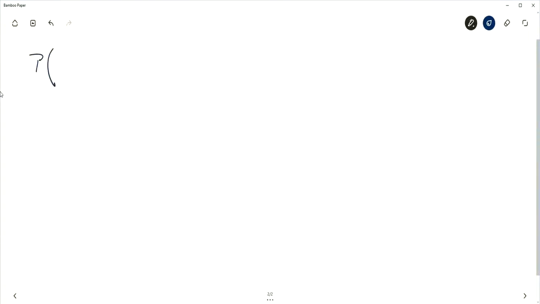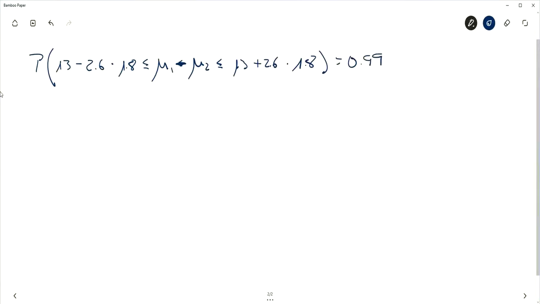So if we develop our confidence interval, it will be centered on the difference between means, 13. The lower bound is 13 plus the point in a t-student of 198 degrees of freedom that leaves to the left a probability of 0.005. This point is minus 2.6, multiplied by the standard deviation of the distribution, 1.8. The upper bound of the interval will be 13 plus 2.6, the upper point in a t-student of 198 degrees of freedom that leaves to the right a probability of 0.005, multiplied by the standard deviation, 1.8.